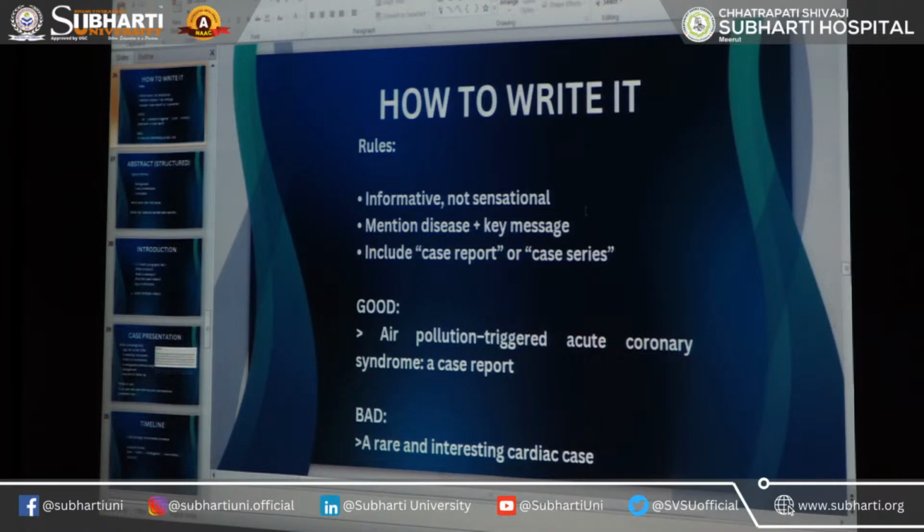Now, for the title, if we follow all these guidelines and keep it informative, we mention the disease and include the case report. A better example could be: air pollution triggered acute coronary syndrome, a case report. Rather than writing a rare and interesting cardiac case or pollution caused cardiac death, you are not writing for news media, you are writing for academic literature, and that has to be taken care of.